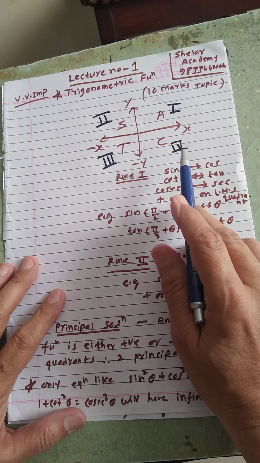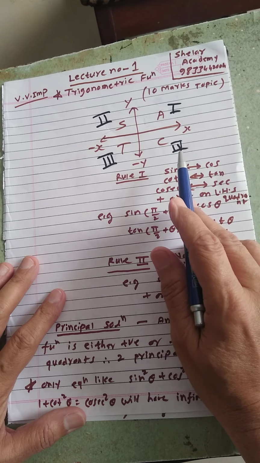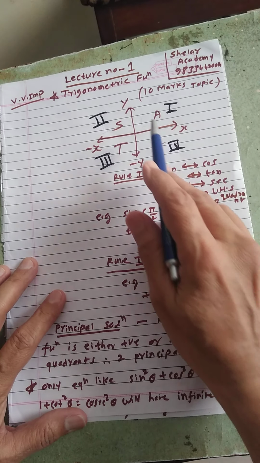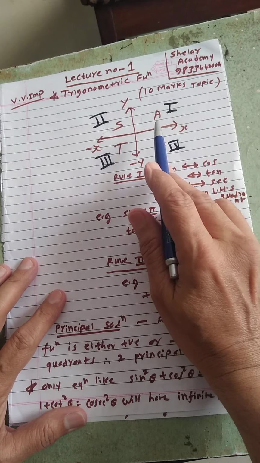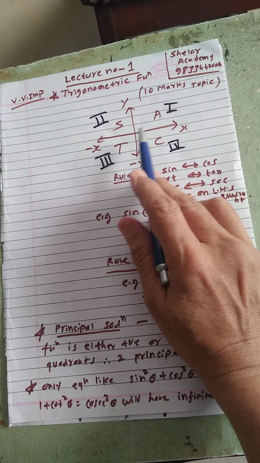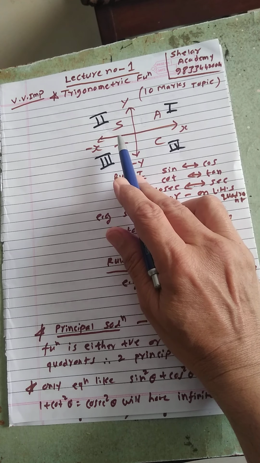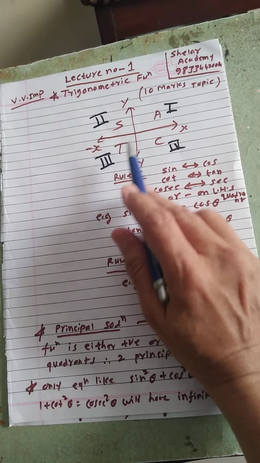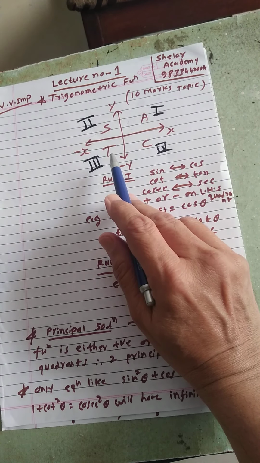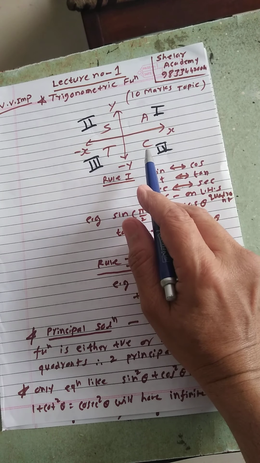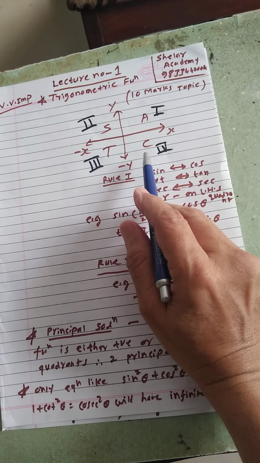to that, the trigonometric functions sine, cos, tan, sec, cosec and cot are such that A, S, T, C. A means all trigonometric functions are positive in the first quadrant. S stands for sine and 1 upon sine, positive in the second quadrant. T stands for tan and 1 upon tan, positive in the third quadrant. And C stands for cos and 1 upon cos, positive in the fourth quadrant.